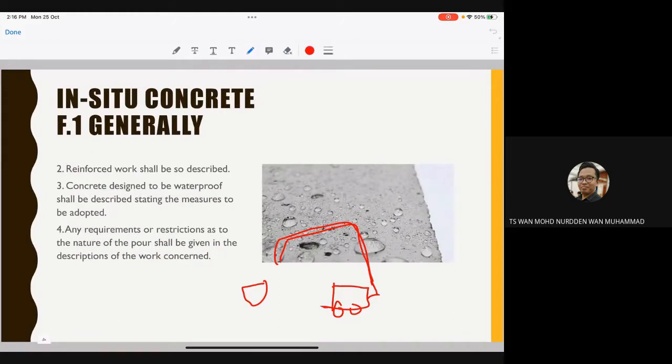F.2, reinforced work shall be so described, which means that if there are reinforced concrete works, we need to state them as stated by F.1 earlier. Number 3, concrete designed to be waterproof shall be described, setting out the measures to be adopted. If there is concrete specifically designed to be waterproof, then we must state it.